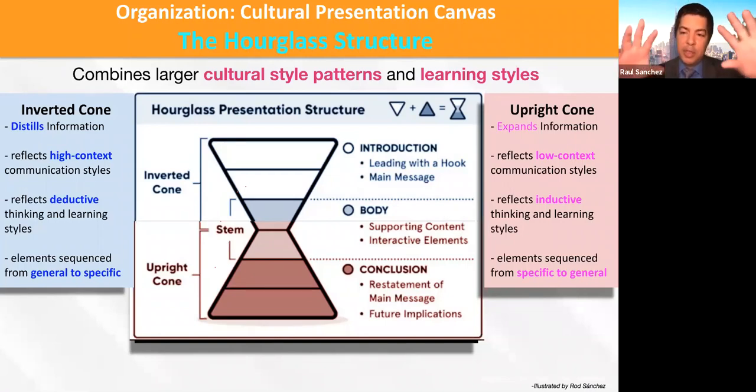So the idea here is that with this model, you are accommodating both high context and low context cultural communication styles. You're also accommodating different learning style preferences, deductive and inductive reasoning preferences or thinking, in one single canvas, for example.